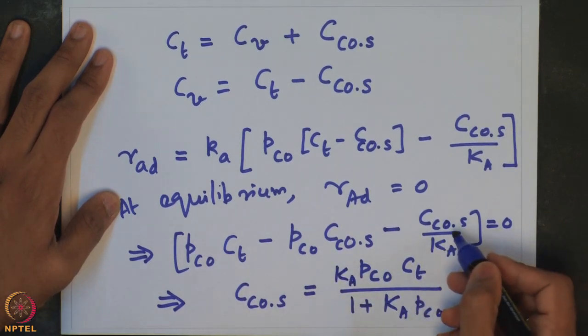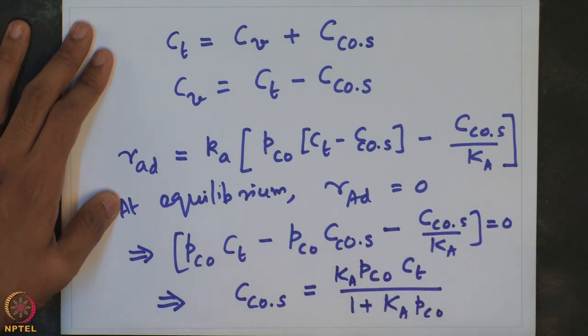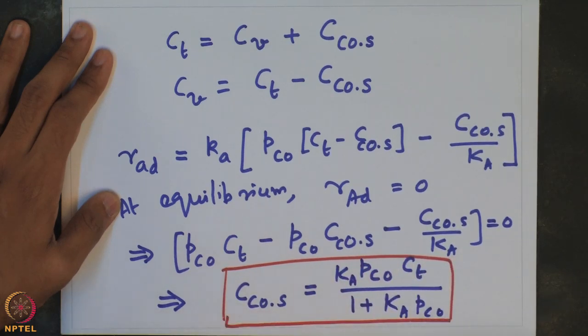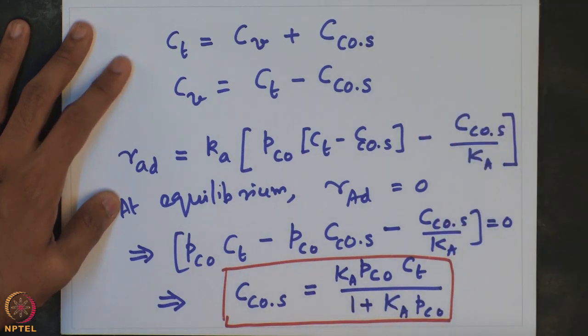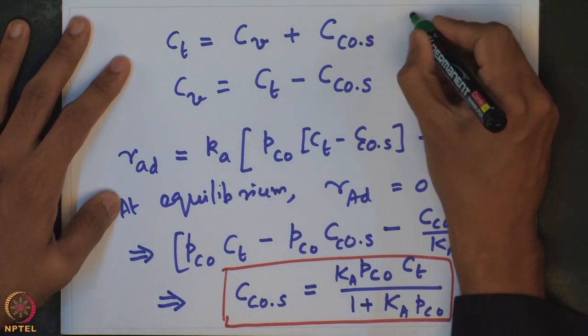It is just a little algebra. Once you do the algebra, you will find that the concentration of the species adsorbed onto the active sites is given by this expression here. Now, let us see how this expression depends on the partial pressure of CO.